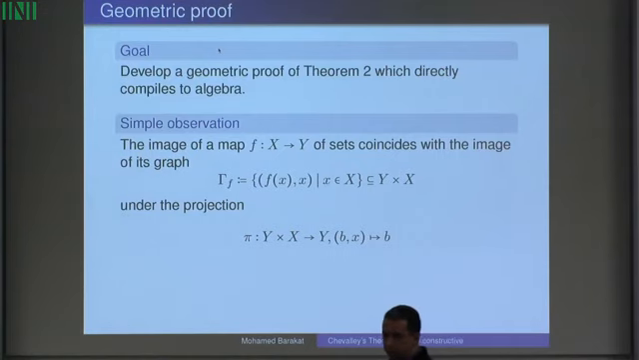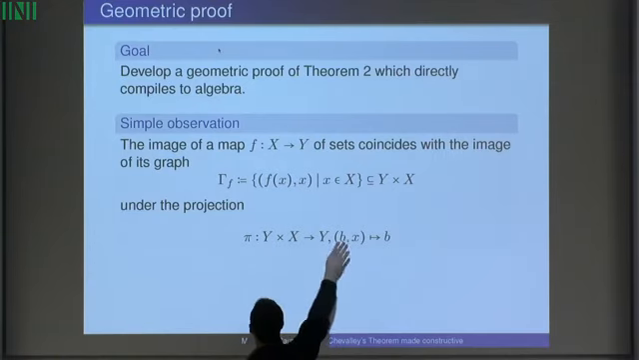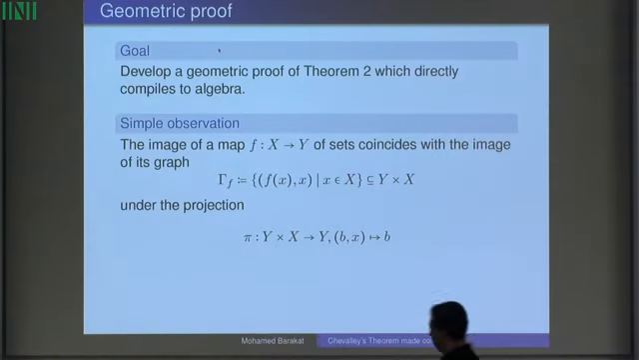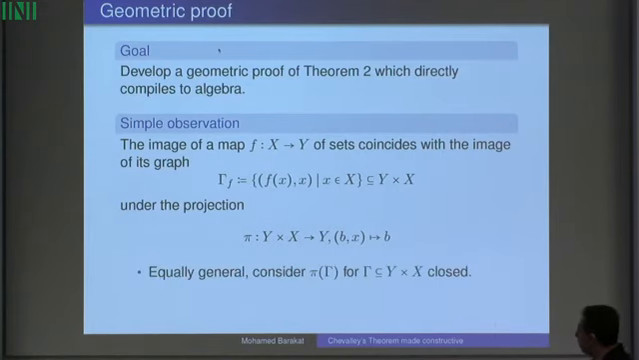So we start with a very simple observation. Instead of looking at all maps, we want to restrict ourselves to projections. Actually, this remark is from school. If you want to study images of maps, you just write down the graphs and then project the graph down to the codomain. The only thing is that we're switching the role of the axes so that when we project down, we don't project horizontally. So the image of the map: here you write down the graph, and the image under the projection is the image of the map.